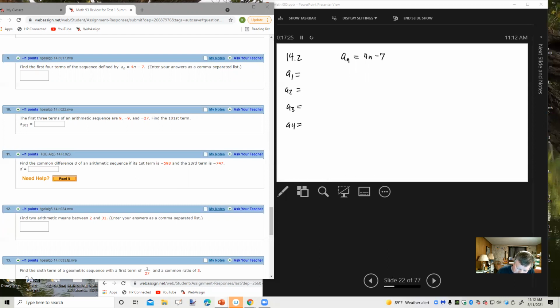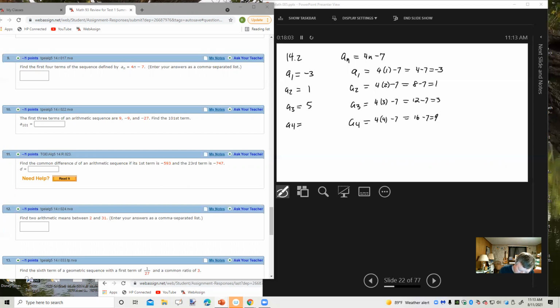Okay, so a sub 1 would be 4 times 1 minus 7, which is 4 minus 7, which is -3. A sub 2 would be 4 times 2 minus 7, which is 8 minus 7, or +1. A sub 3 would be 4 times 3 minus 7, which is 12 minus 7, which is 5. And a sub 4 would be 4 times 4 minus 7, which is 16 minus 7, which is 9.